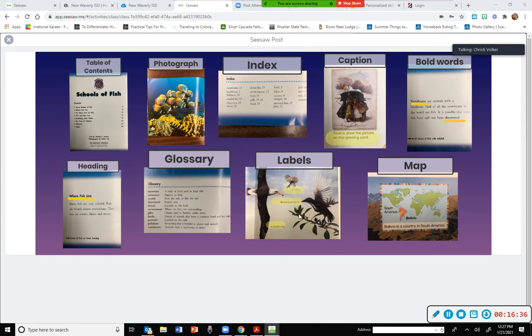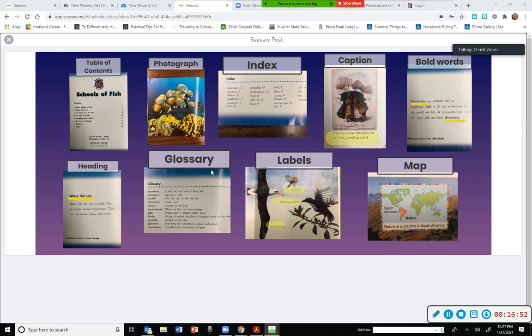Okay. Labels are just going to have where it's pointing to something and telling what it is. The label is actually out to the side telling what it is. Kind of like a diagram. Good. So a map, everybody knows what that is.